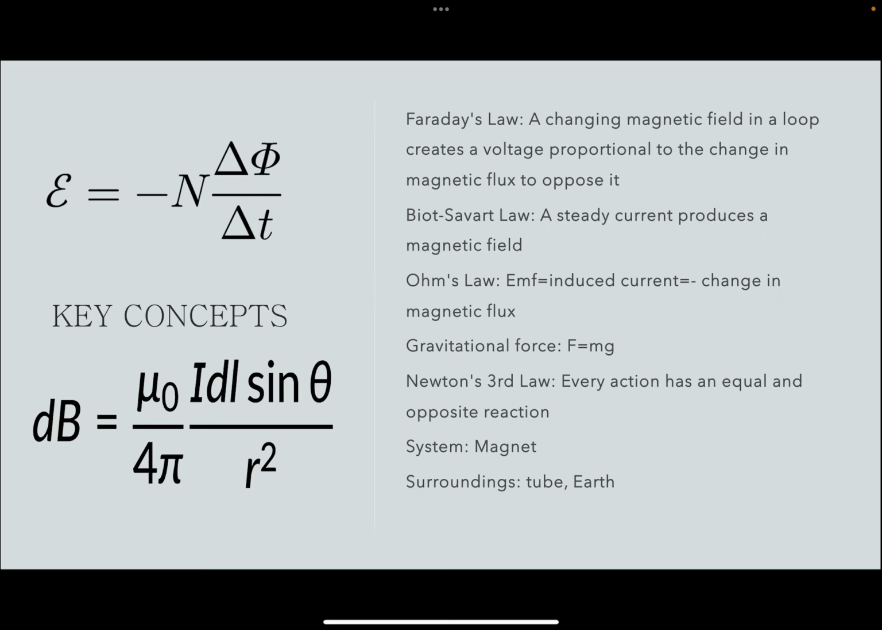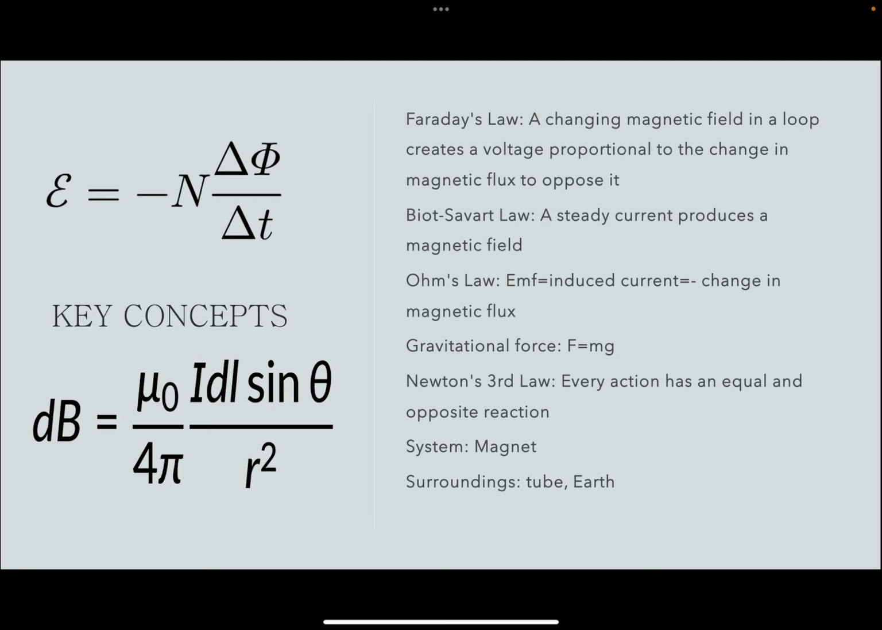The important concepts for this lab were Faraday's law, which says a changing magnetic field in a loop creates voltage proportional to the change in magnetic flux to oppose it. You can see the formula on the left, where EMF equals negative N times delta phi over delta t. Then we have the Biot-Savart law, which states that a steady current produces a magnetic field. This formula is on the bottom left.